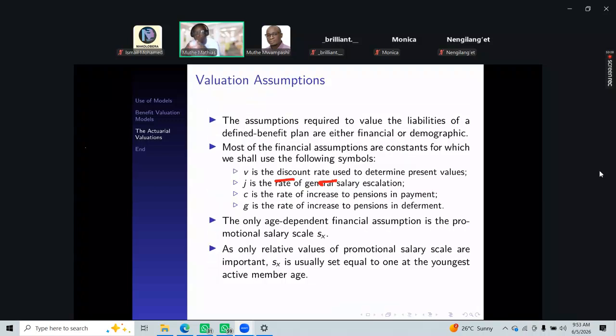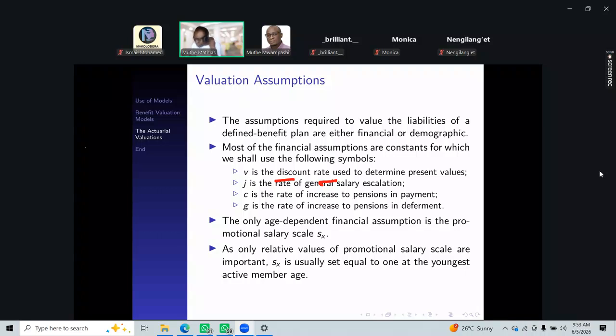So I'm going to introduce some assumptions here, like what I said, that we can have demographic assumptions, we can have economic assumptions when it comes to projections. So I'm going to use a number of notations here. So I have, let's say, V. V is just the discount rate, which is to determine the present values. We have J, the rate of general salary escalation. And then, of course, we have C, the rate of increase in pension payment, and G is the rate of pension in deferment, right? So just remember this.